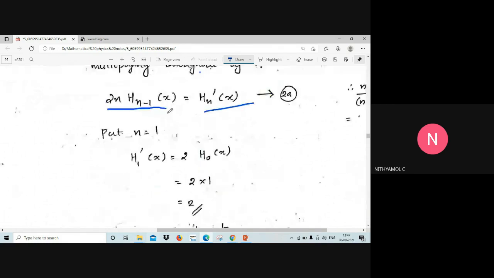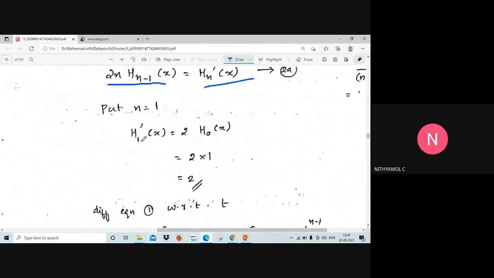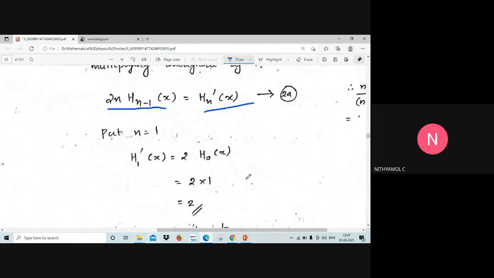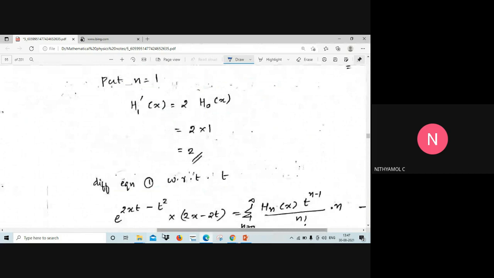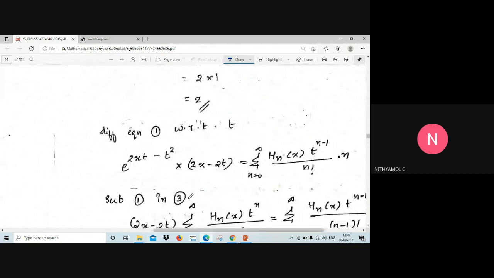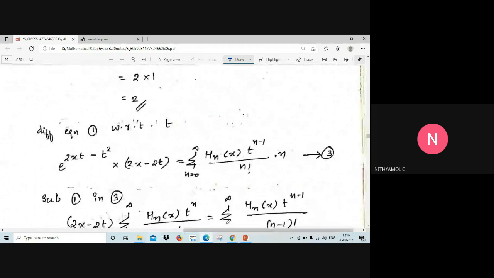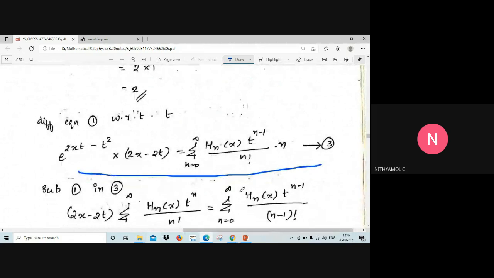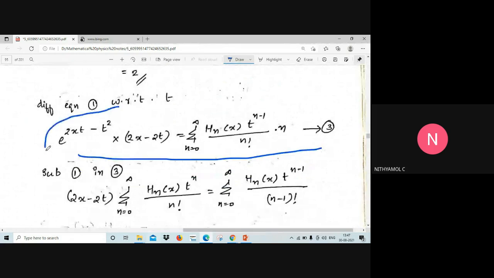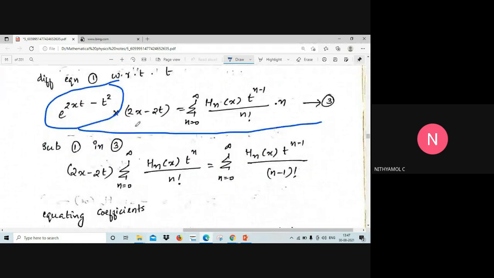If we put n equal to 1, then we will get H1 prime of x equal to 2. Anyway, next, equation 1, differentiate with respect to t. First we differentiated with respect to x, now we are differentiating with respect to t. So the equation is like this, equation number 3. And again substitute 1: instead of e raised to 2xt minus t square, we can substitute this value here, so this 2x minus 2t, and then the series form. The right hand side is the same.